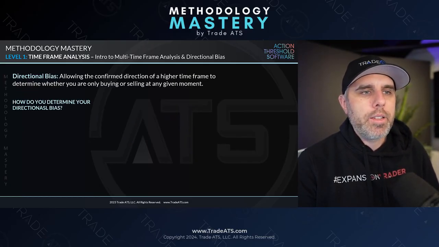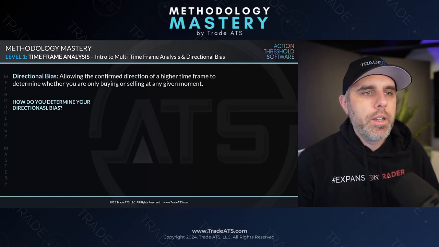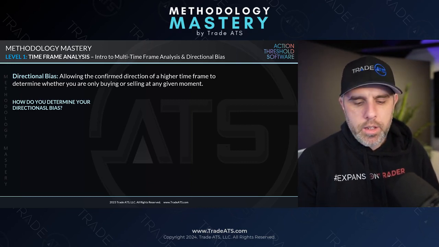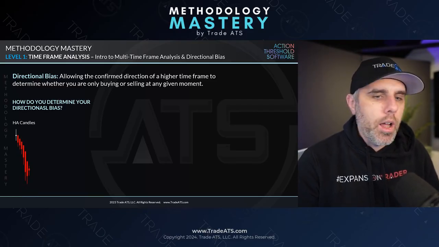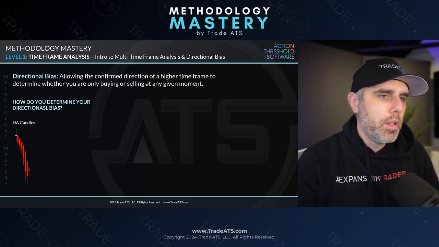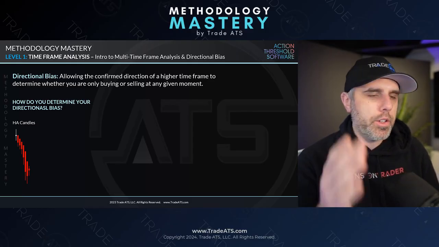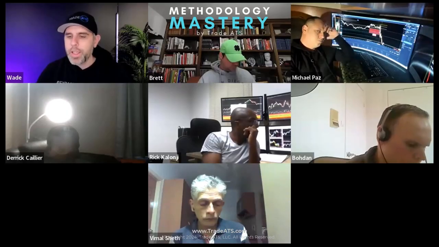So directional bias, the definition is allowing the confirmed direction of a higher time frame to determine whether you are only buying or selling at any given moment. How do you determine your directional bias? There's a number of ways. For a long time, we used Heikin-Ashi candles. Simple Heikin-Ashi candle color. This goes back to 12 years ago when I started using just standard smoothed out Heikin-Ashi candles. These are good. The key to the directional bias is we're just looking for something that holds stability.